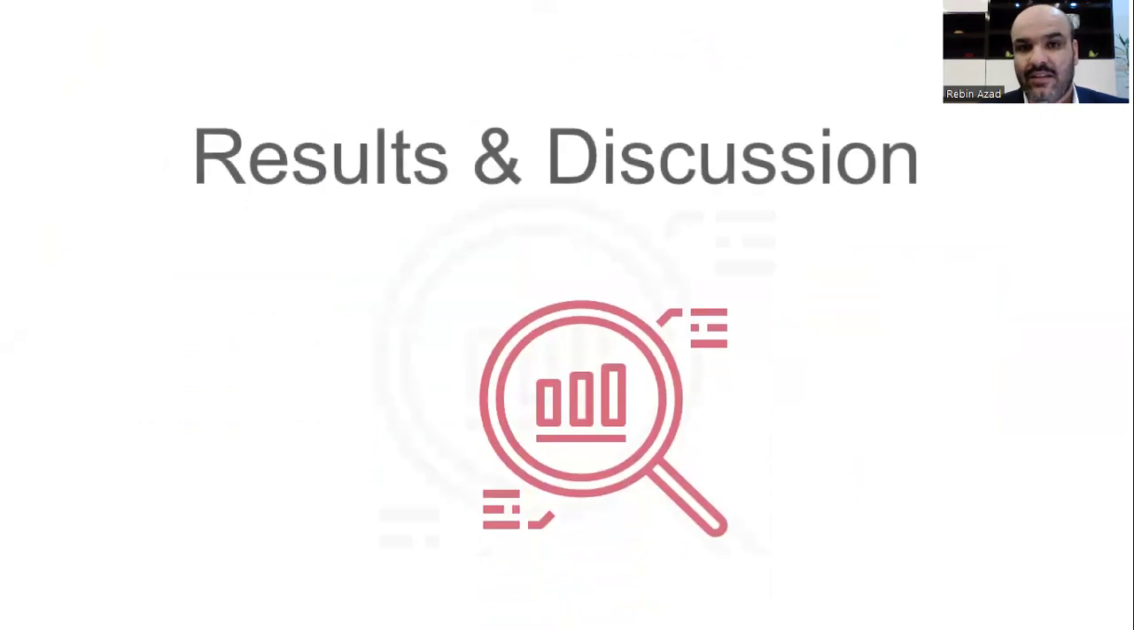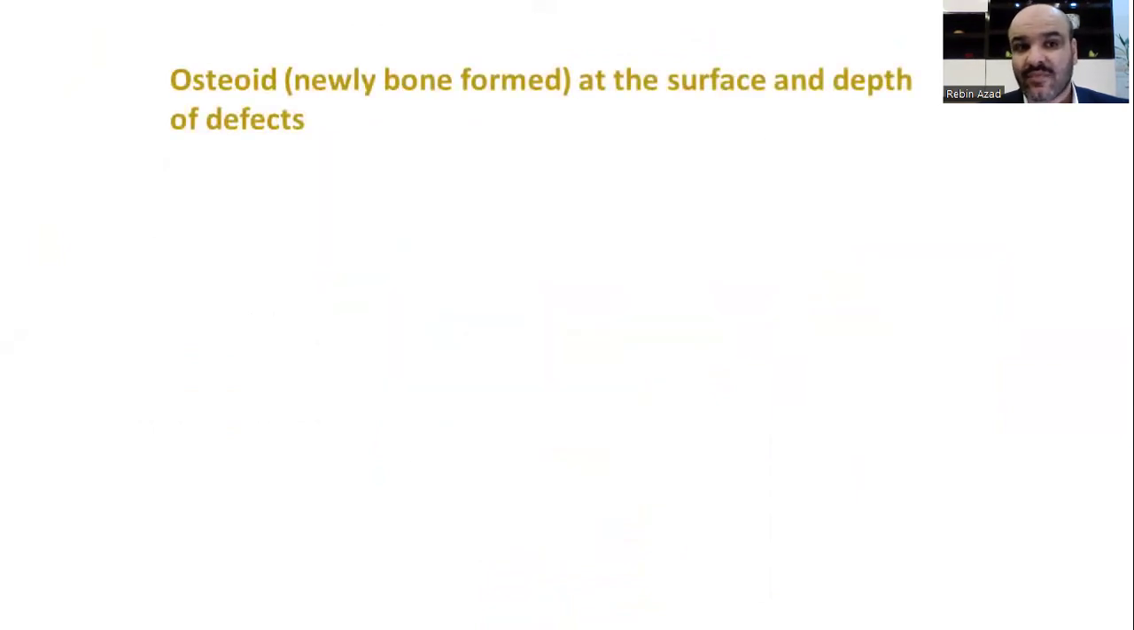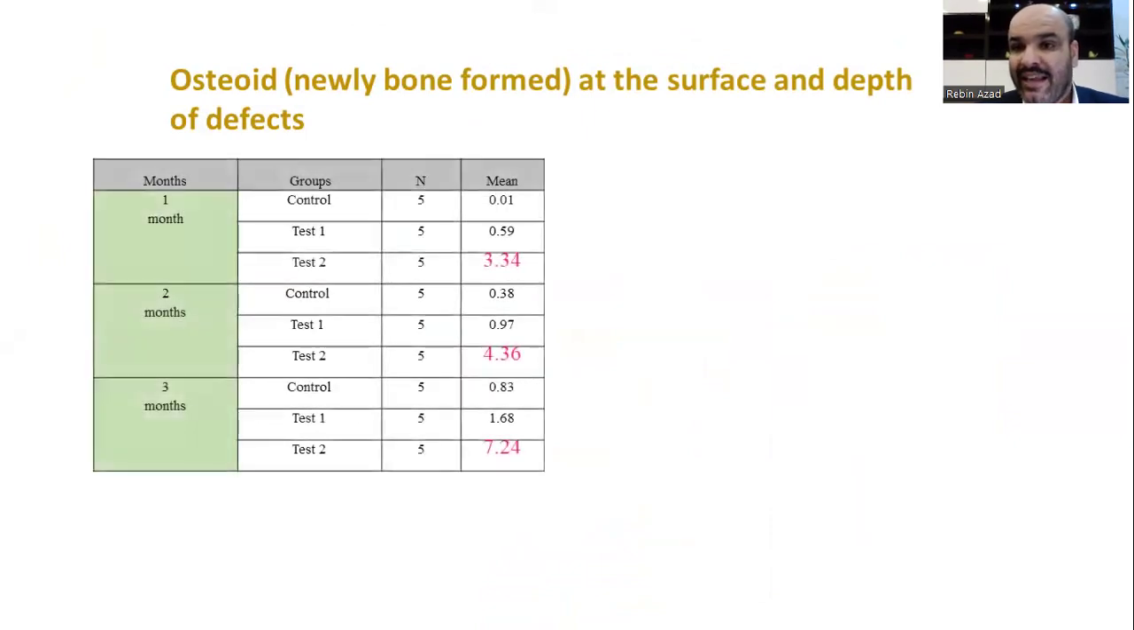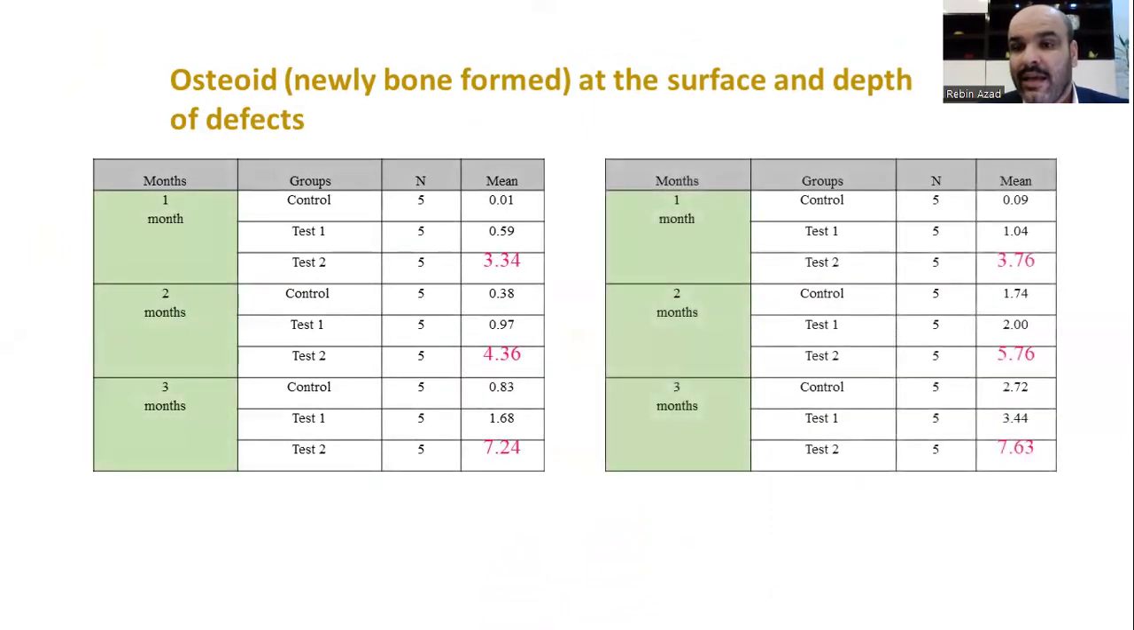Results and discussion. The newly bone formation in the simvastatin group is much more than in the biphasic calcium phosphate and blood coagulum groups at all time intervals: at the first month, at the second month, and the third month.